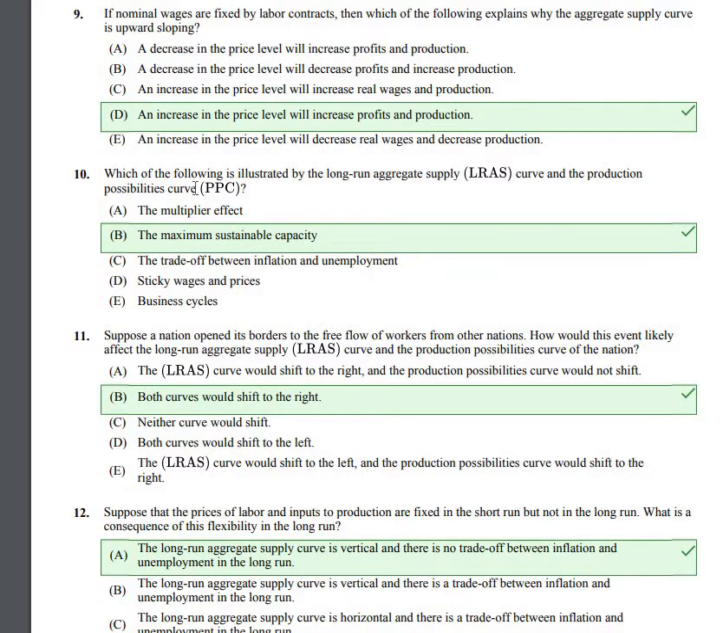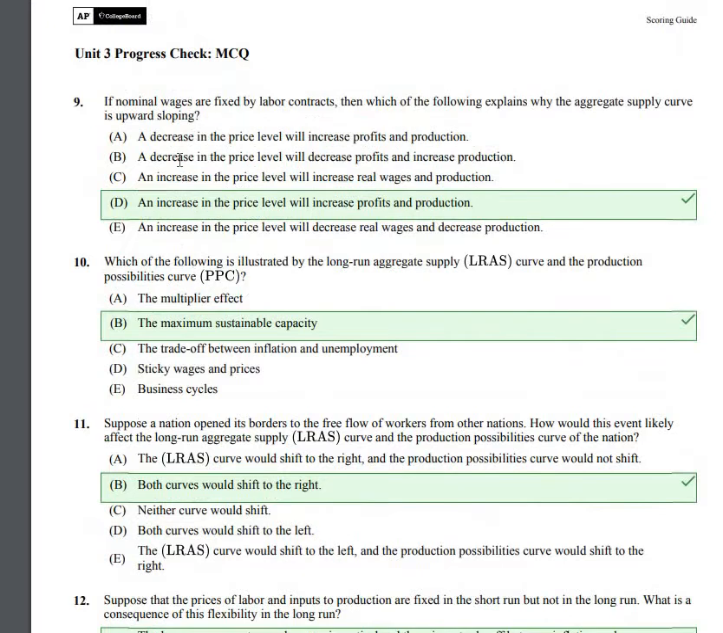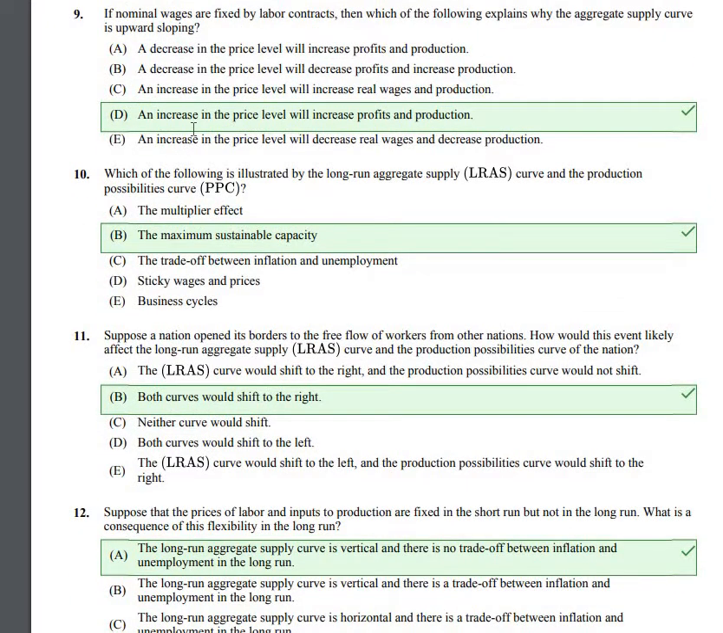Number 10, which of the following? Okay, so just to explain number 9 real quick. Basically, if prices go up for stuff, businesses can sell it, make more money, increase profits. They're not having to pay their employees more because wages are fixed. Okay, that one's a little tricky. You will not see a question like that on the test.